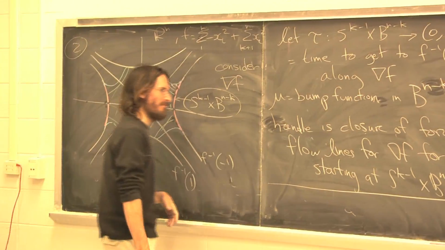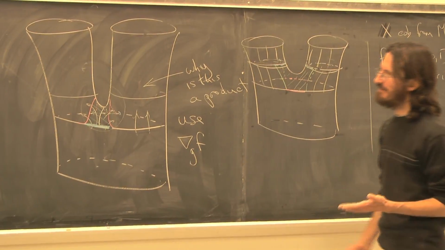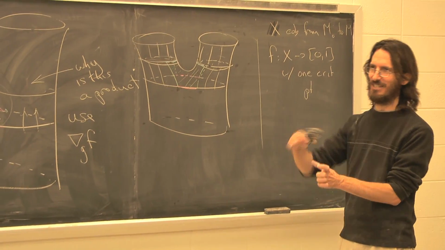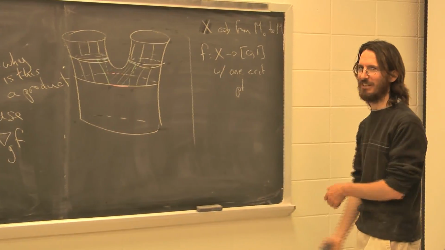If you ever care about it more, you can play around with those different ideas. From now on, I'm going to say a handle is disk cross disk, corners smooth. Okay? And we're going to look at examples.